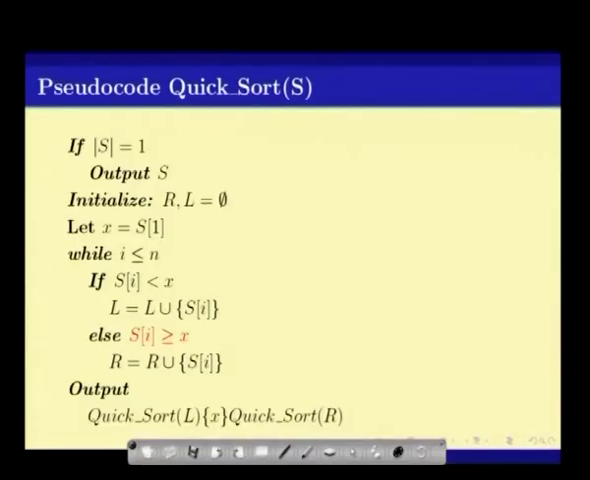So, here again we have the pseudocode of our quick sort, and again it was not very hard. We just split this set S into two parts, R and L. R contains all the elements which are less than x and L contains all the elements that are greater than x, and then we recursively sort L, then we output x, and we recursively sort R.